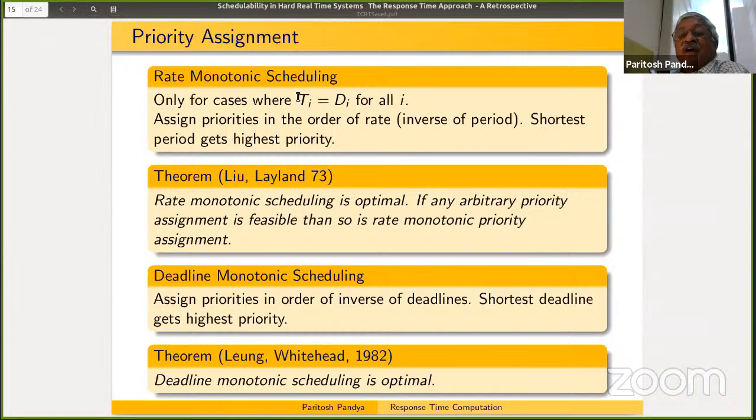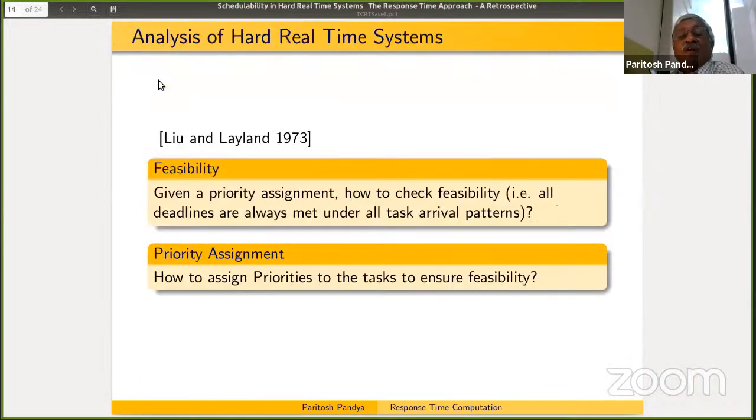Now here there was this assumption that the deadline is the same as the period, and that was removed almost 15 years later by Leung and Whitehead, who defined something called deadline monotonic scheduling. Let's skip it in the interest of time. So Liu and Layland solved one of those two problems. They gave a priority assignment, but they did not ensure feasibility. They conditionally ensured feasibility. They said that if it is possible to meet feasibility, then this priority assignment will be good. This is optimal amongst them.